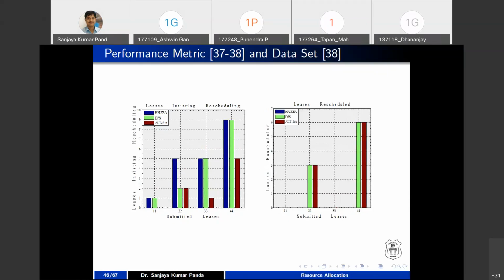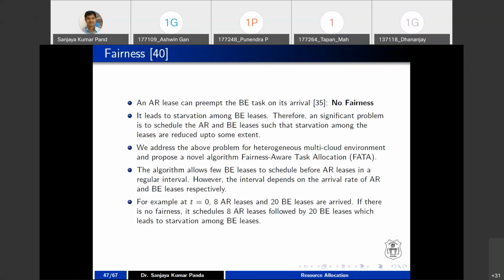And if you see how many leases are rescheduled, you can see the performance of DPS and ALTRA is the same. In some cases it is zero also, but the performance is the same. Okay? So this is all about the resource allocation problem.